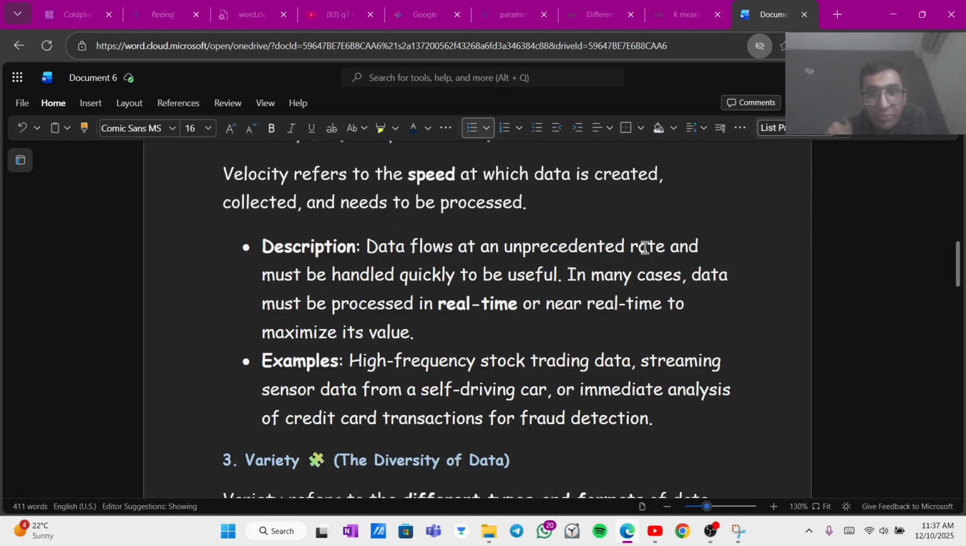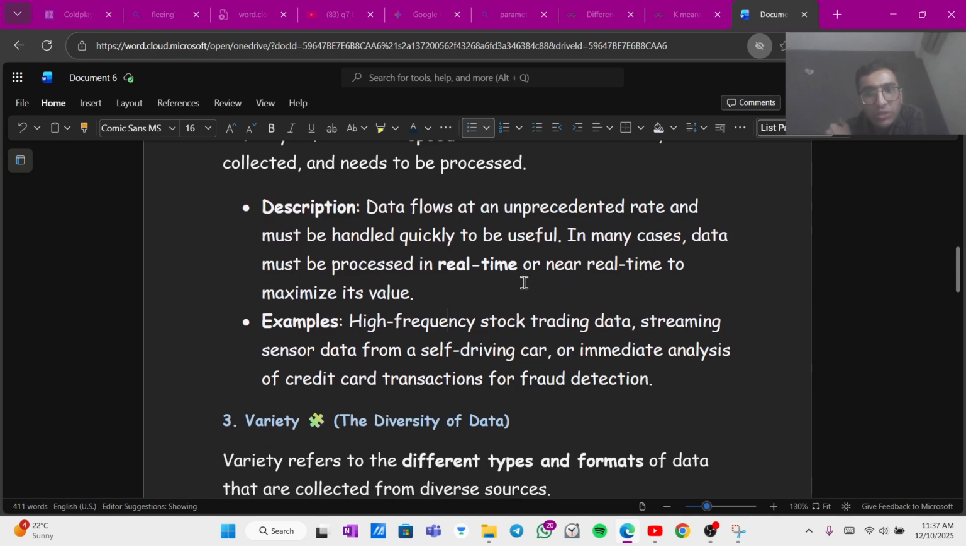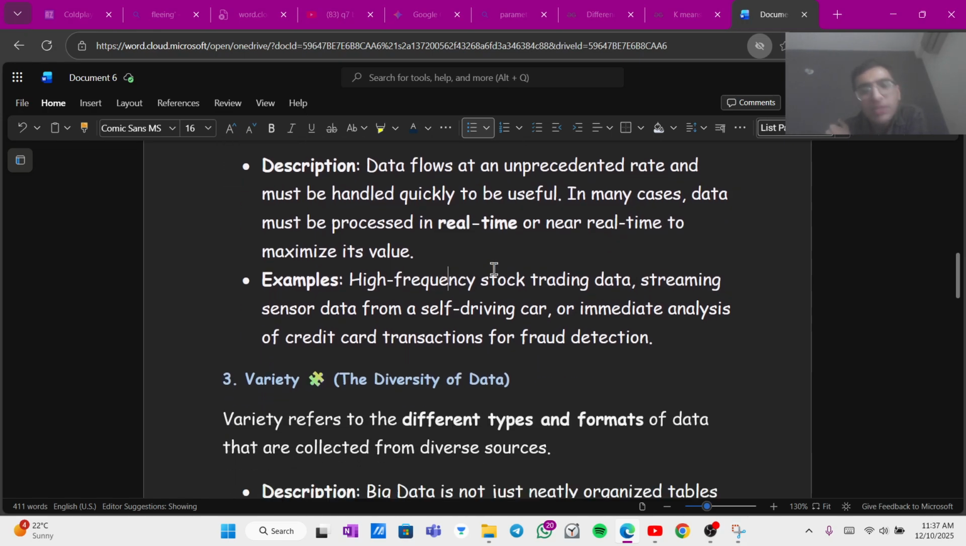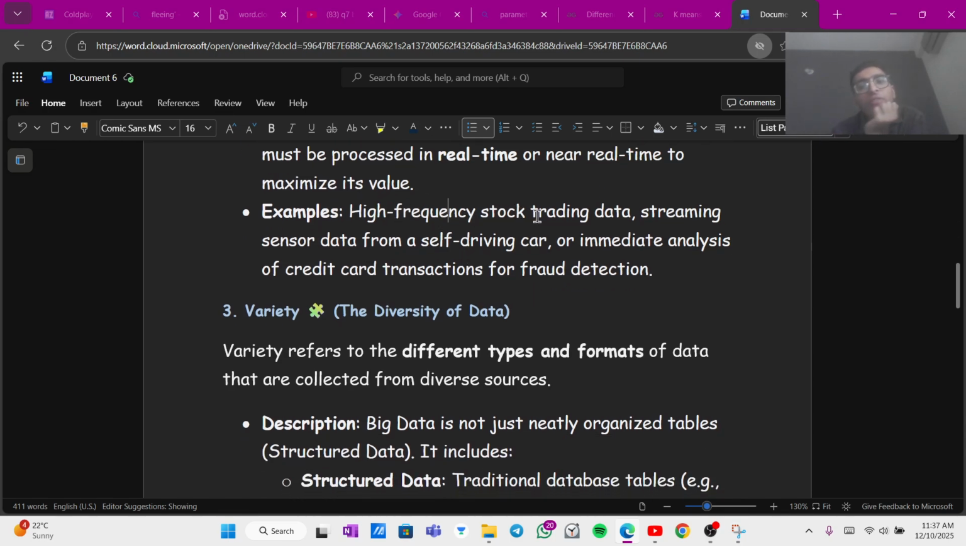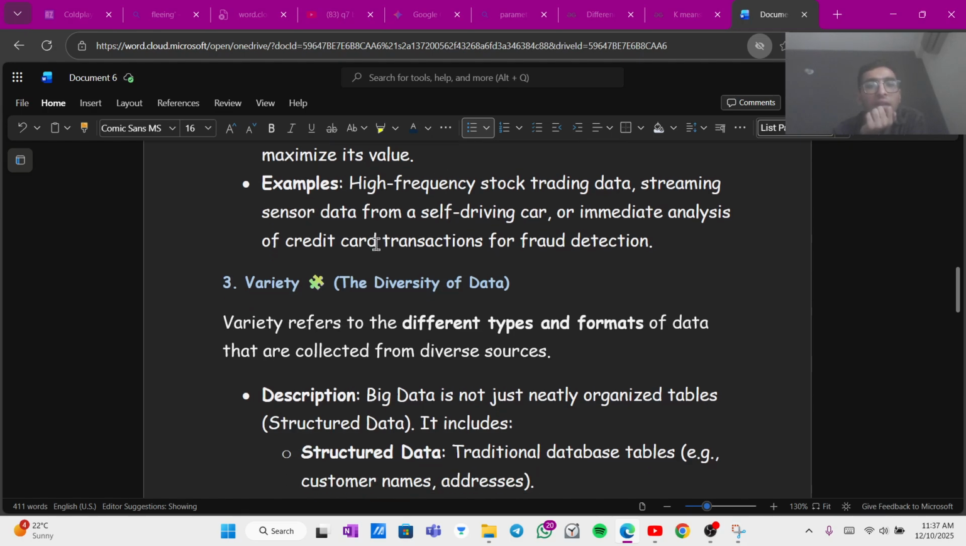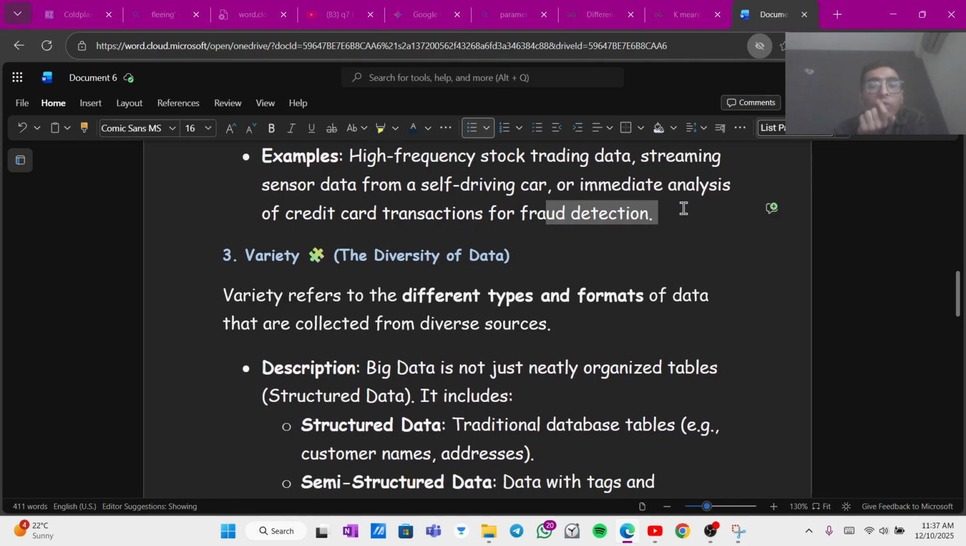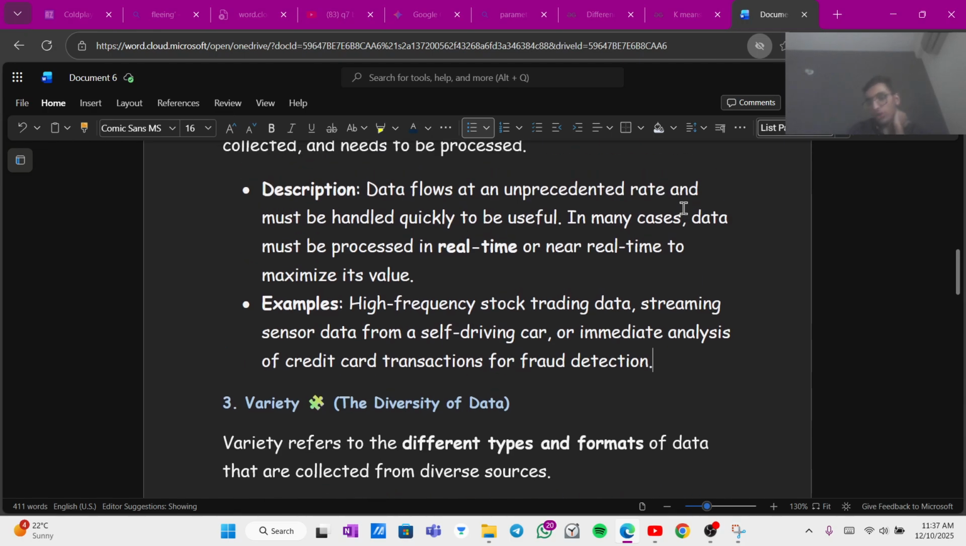So data flows at an unprecedented rate and must be handled quickly to be useful. In many cases, data must be processed in real time or near real time to maximize its value. Examples: high frequency stock trading data, streaming sensor data from self-driving cars, or immediate analysis of credit card transactions for fraud detection. Suppose fraud occurred today, and the speed is very low, so all the processing happens tomorrow. Then all the efforts went in vain. It's just like justice delayed is justice denied.